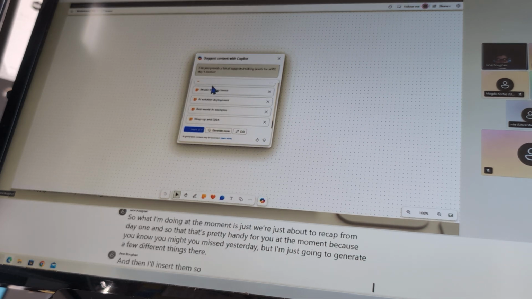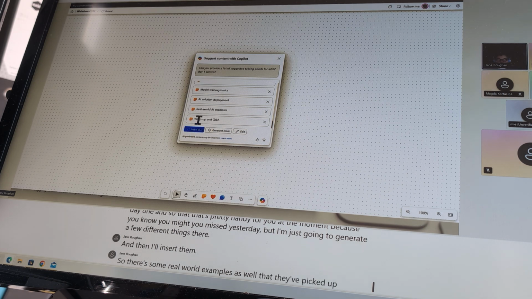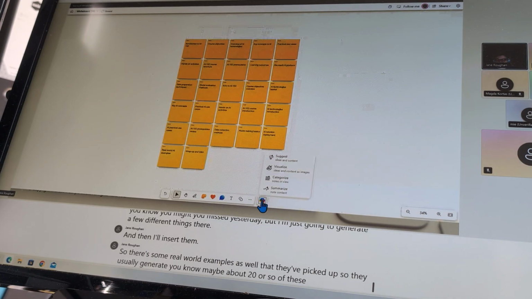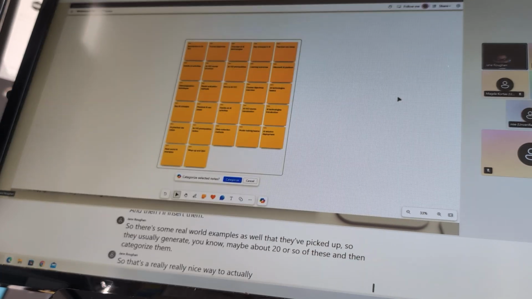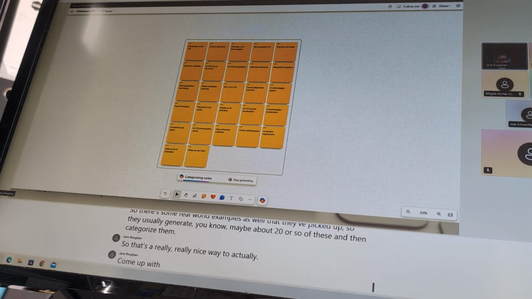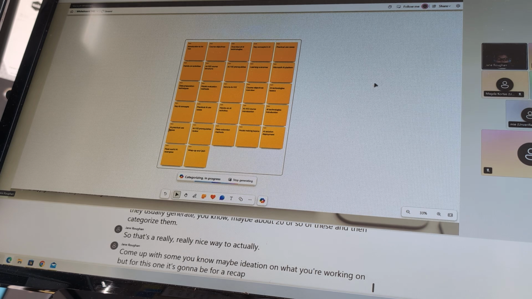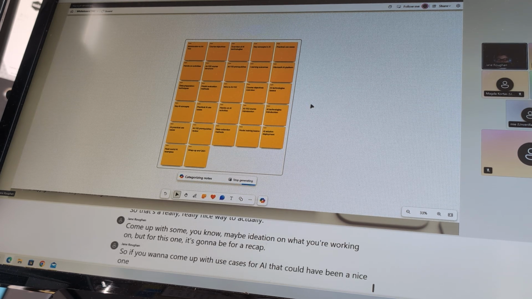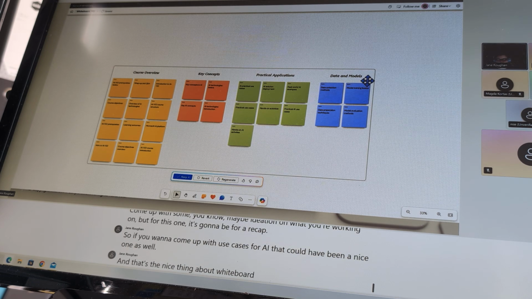So there are some real world examples as well that they've picked up. I usually generate maybe about 20 or so of these and then categorize them. That's a really nice way to come up with some ideation on what you're working on. But for this one, it's going to be for a recap. If you want to come up with use cases for AI, that could have been a nice one as well. And that's the nice thing about Whiteboard, this is pretty swish.